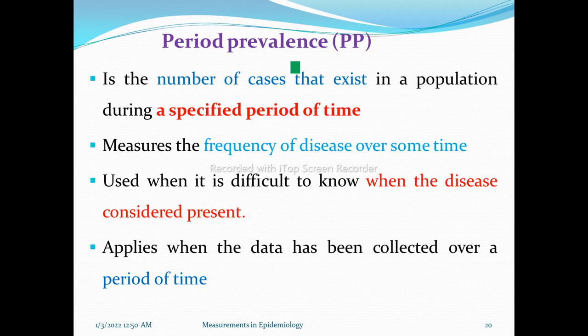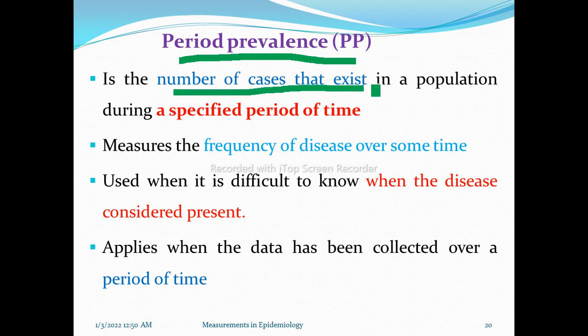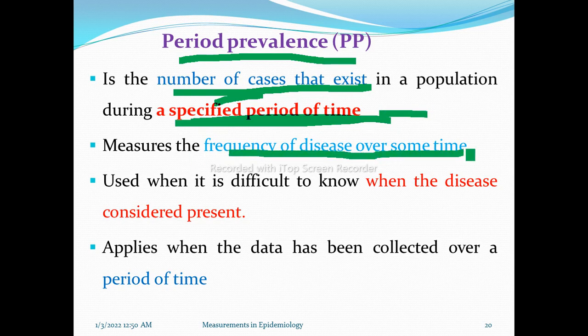The other is period prevalence. Period prevalence is the number of cases, meaning new plus existing cases, in the population during a specified period in time. Point prevalence is at a particular point in time, but this is a specified period in time. There is some duration. So the difference is the period in time, the measure of frequency of disease over some time.